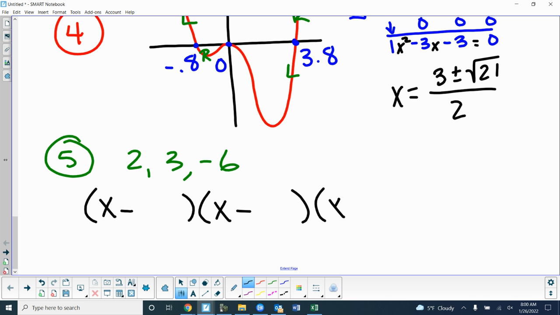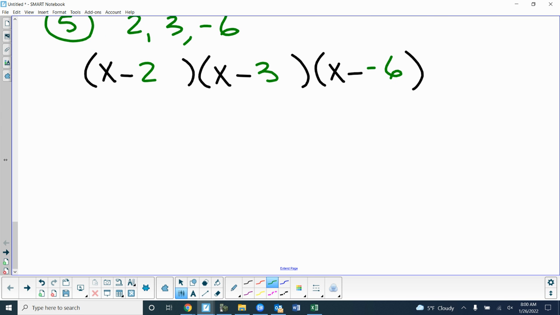Sometimes you guys forget that, and it's usually not on the ones that are just numbers. When I go minus the negative 6, what do I end up doing? Adding, right? So make sure you turn that to plus 6. And then just FOIL it out, right? You guys know how to FOIL from there.